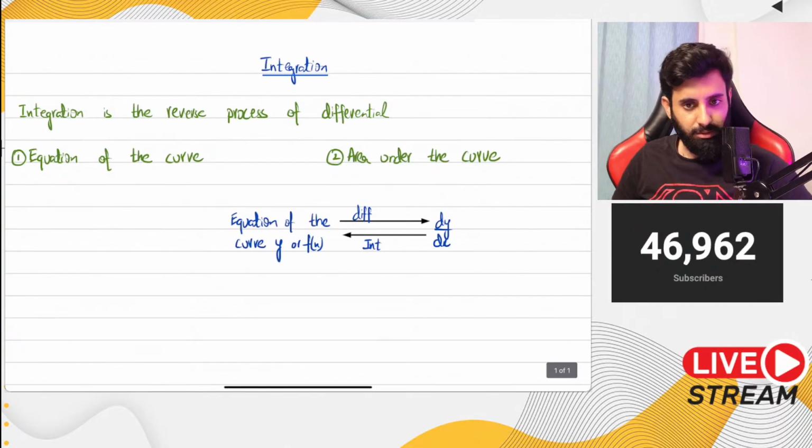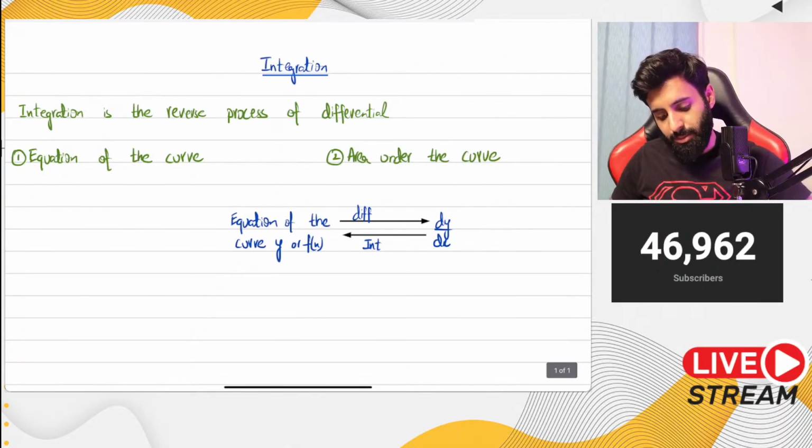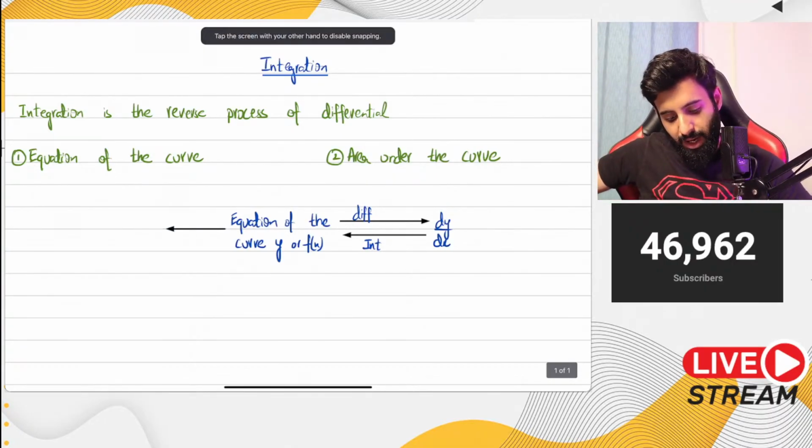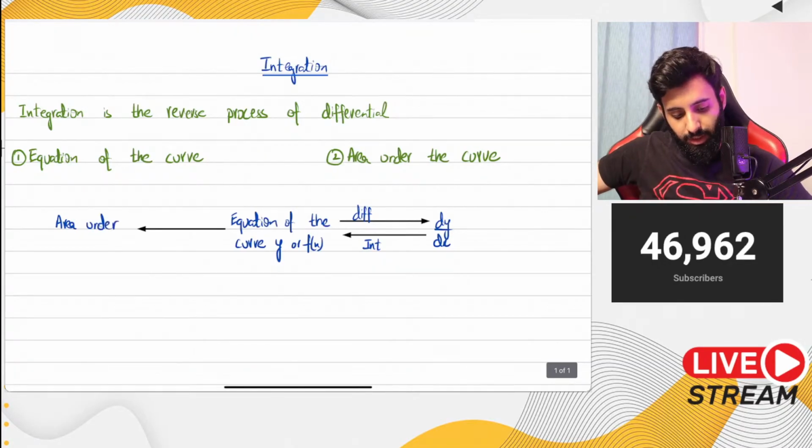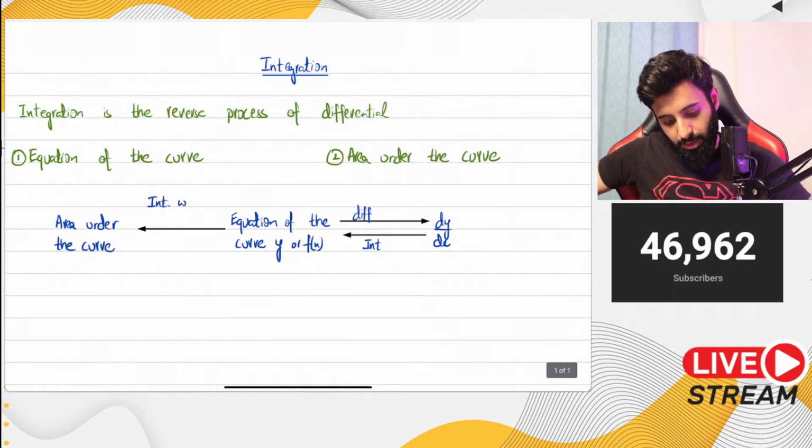So remember this, integration, as I mentioned, is the reverse process of differentiation. But if you have the equation of the curve and you wish to find out the area under the curve, then you integrate again, but this time you integrate within limits.